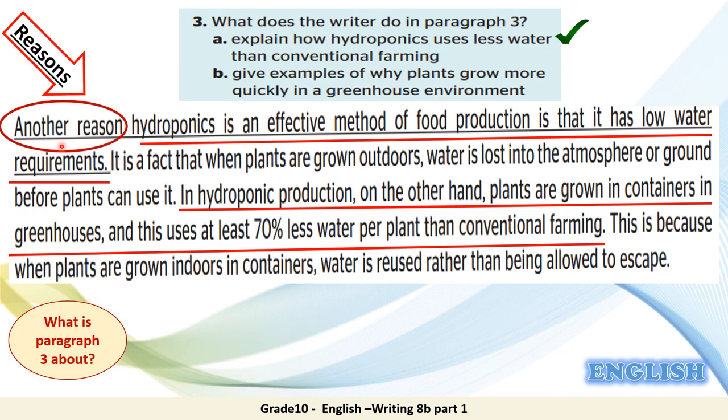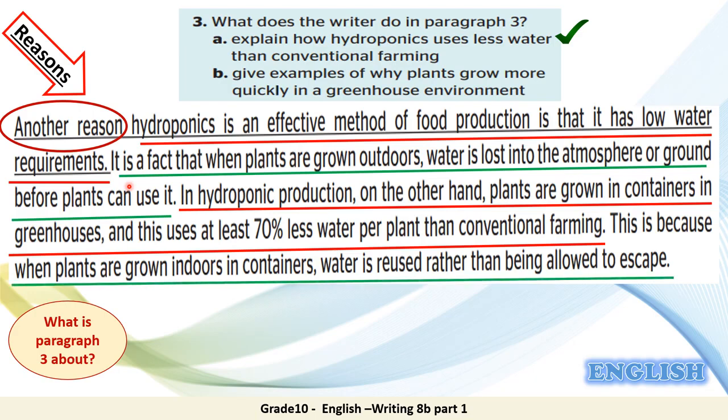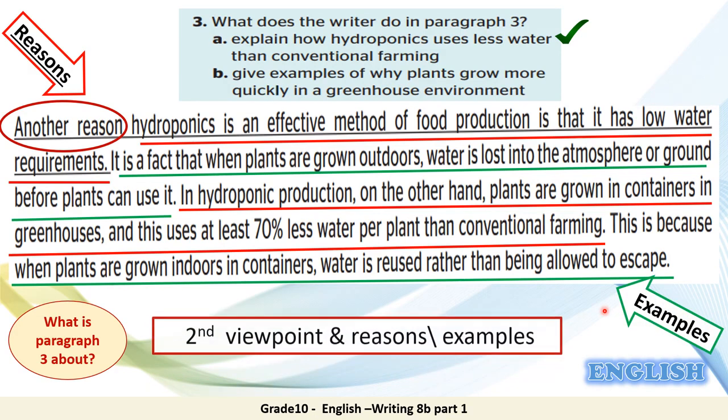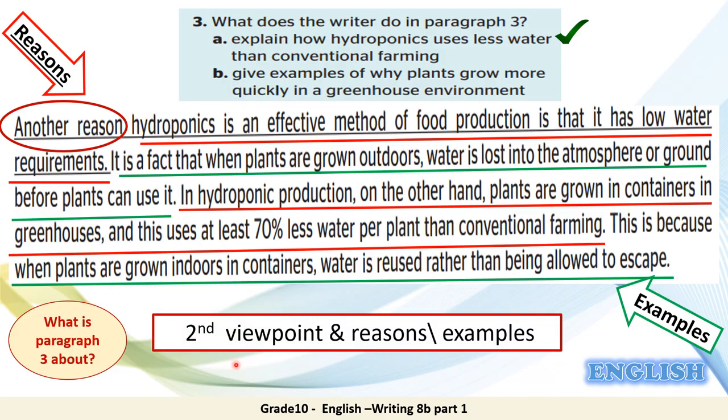Well done, everyone. Now let's look at the other sentences underlined with the green. Pause, read, and figure out. They are examples. Well done. So, paragraph 3 is about the second viewpoint and reasons or examples. Well done, everyone.